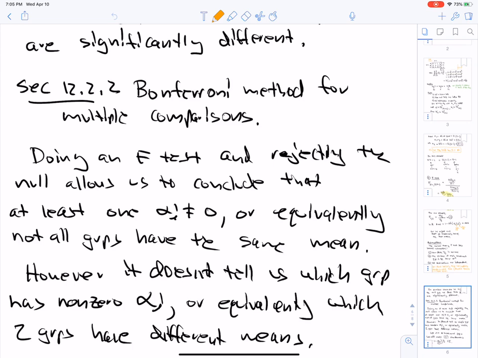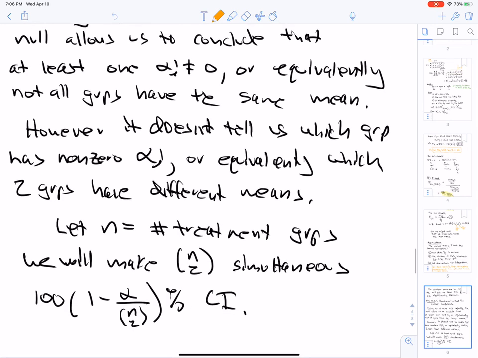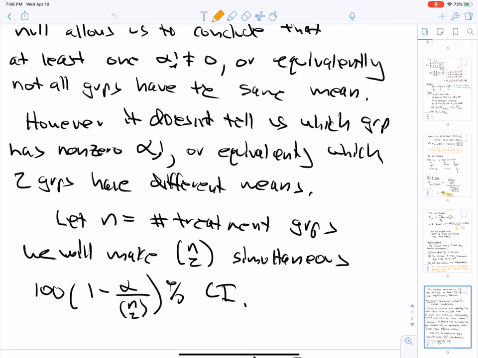So doing an F-test and rejecting the null allows us to conclude that at least one of these alpha i's aren't zero, or equivalently, not all the groups have the same mean. However, it doesn't tell us which group has non-zero alpha i, or equivalently which two groups have different means. So let's say that n is the number of treatment groups. That was what we were calling I before.